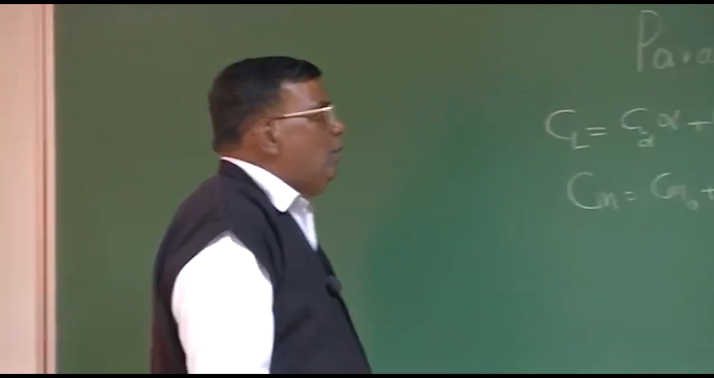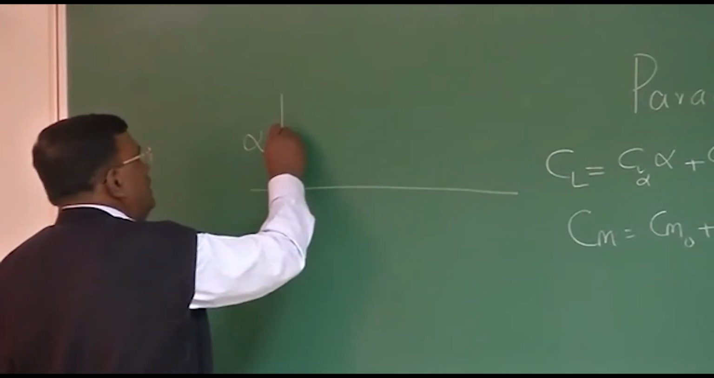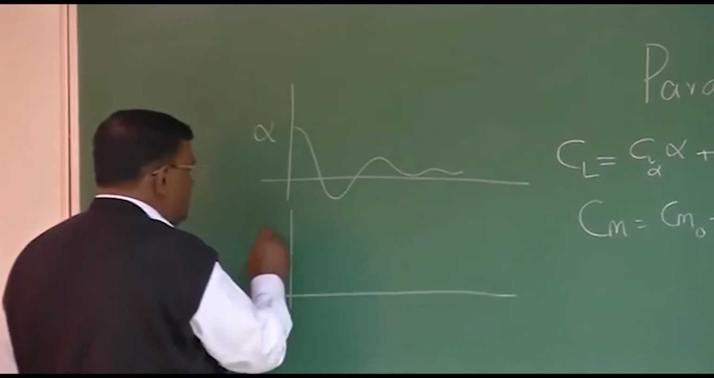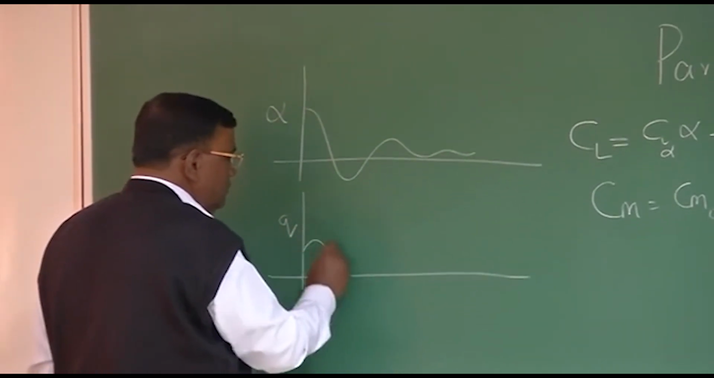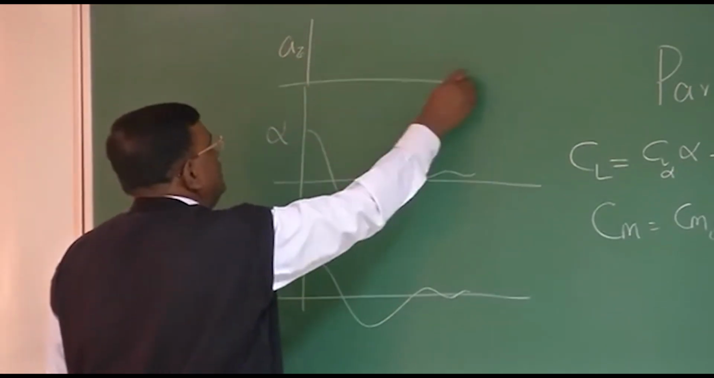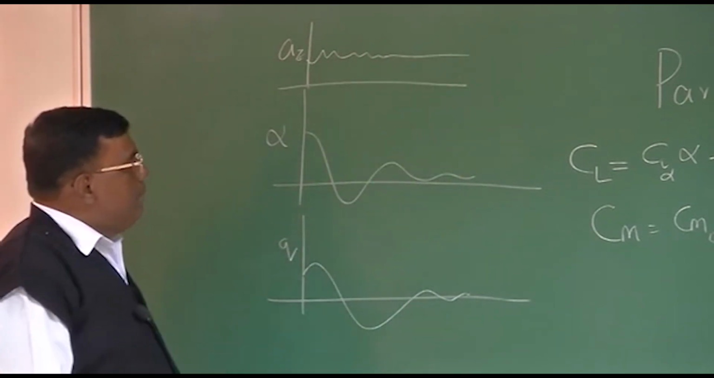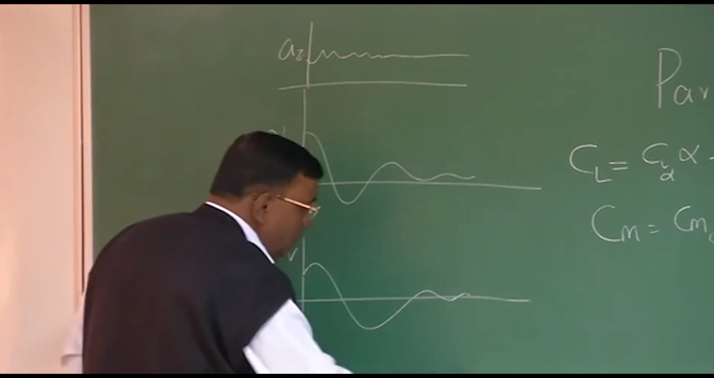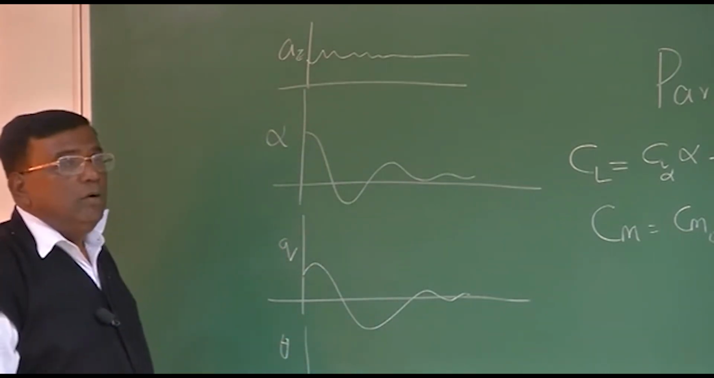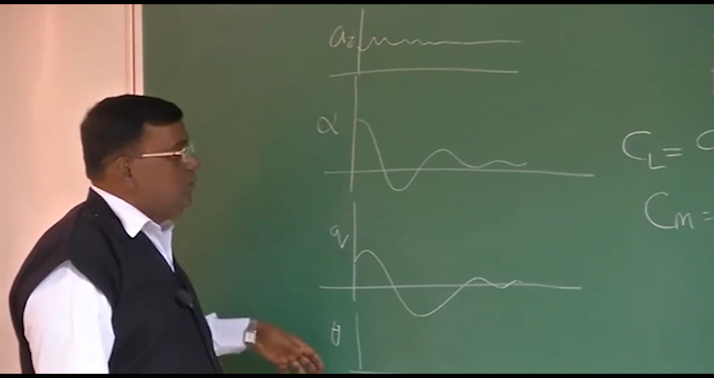Let us say we have given a particular type of input and we are measuring the angle of attack alpha. Let's say it goes like this. I am measuring pitch rate q. I am measuring AZ, the acceleration. It should be something like this. I can measure the pitch angle. I can measure the flight path angle. And you know all those instruments which are used to measure AZ, alpha, q, theta, etc.